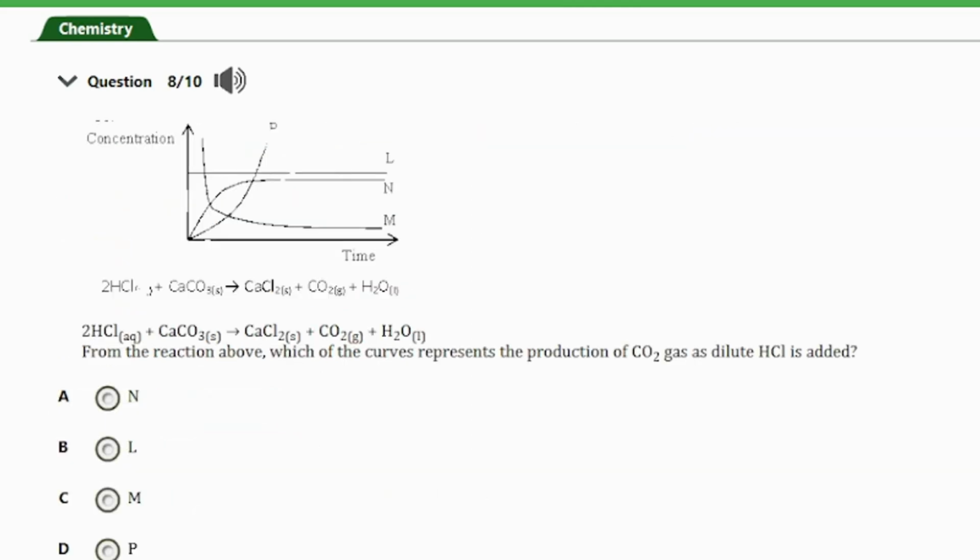We have a diagram here as well, and the question says, from the reaction above, which of the following curves represents the production of carbon dioxide gas as dilute HCl is added? So guys, we have options A, N, B, L, C, M, and D, P. The answer to this question will be option A, and that's N. That's the curve in this graph that represents the production of carbon dioxide gas as dilute HCl is added.